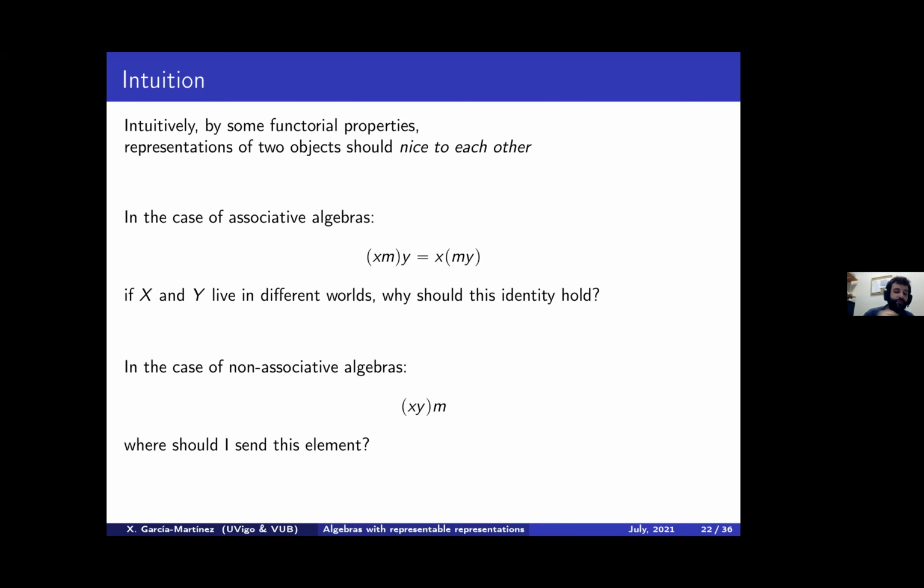On the other hand, imagine that we are in the class of non-associative algebras, so just no identities at all. Imagine that we have X and Y. Where should we send this element over here? It doesn't make sense, since we don't have any identity, there is no nice place to send this. So it seems that associative algebras don't satisfy this identity. Their representations are not representable. And it seems that in non-associative algebras, it is the same. They shouldn't have representable representations.